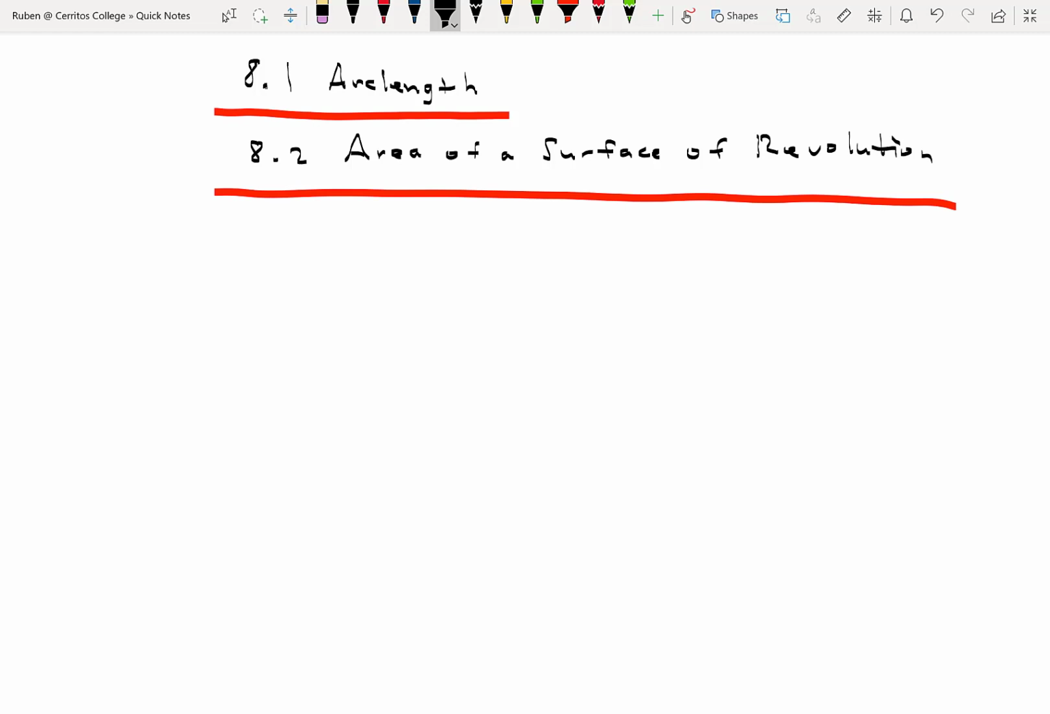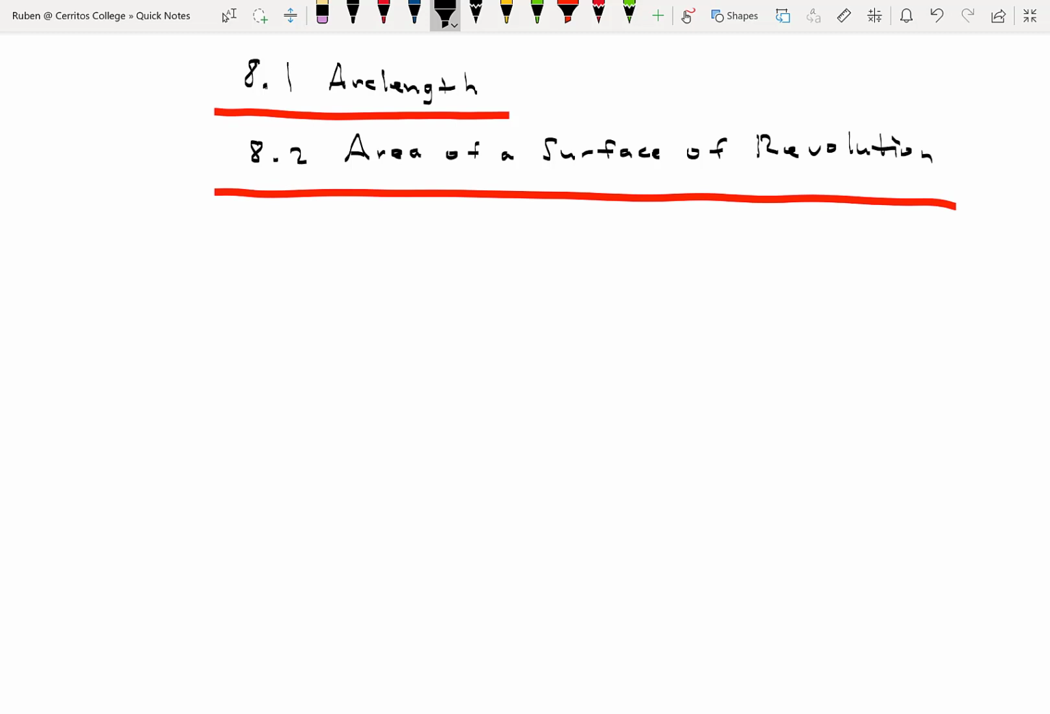Welcome back, students. In this video segment, we will take a look at two sections: section 8.1, arc length, and section 8.2, area of a surface of revolution. Both of the sections are relatively short and they're very closely related to one another, so I thought it would be a good idea to have them both in one video segment.